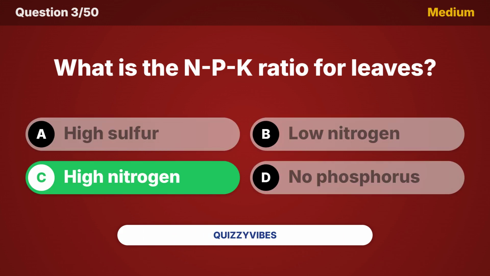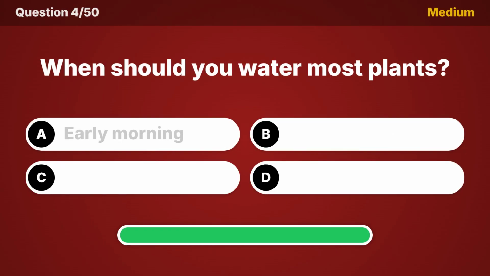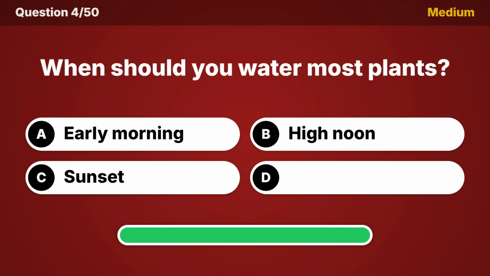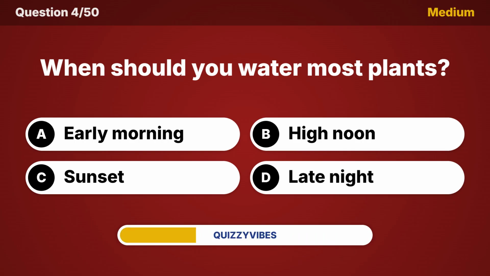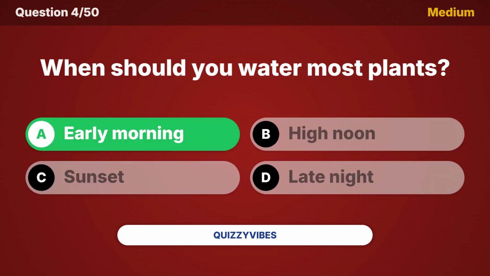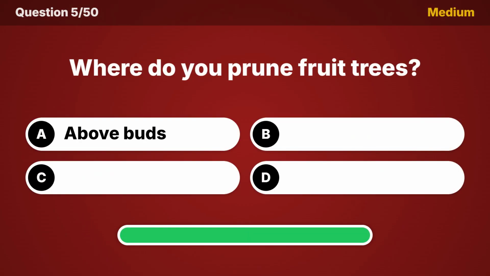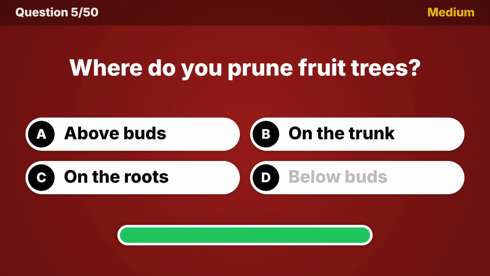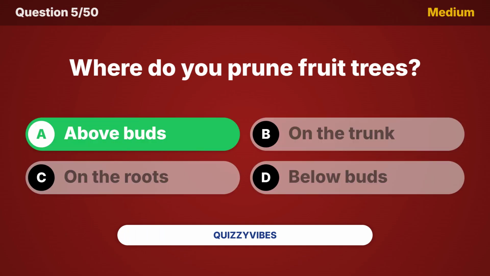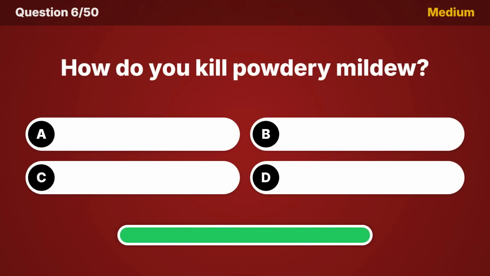And the answer is high nitrogen. When should you water most plants? The answer is early morning. Where do you prune fruit trees? Answer, above buds! How do you kill powdery mildew?